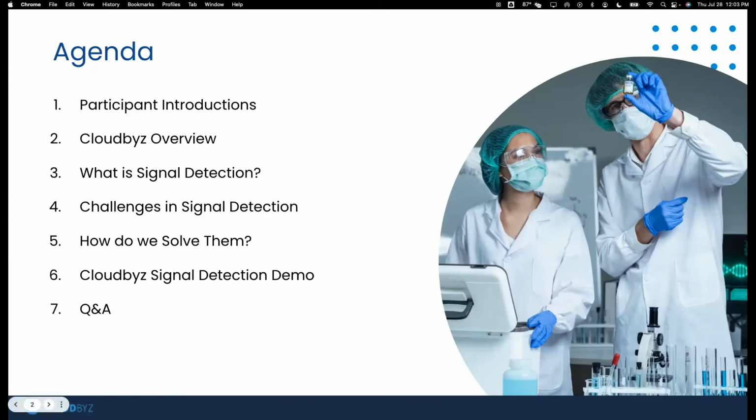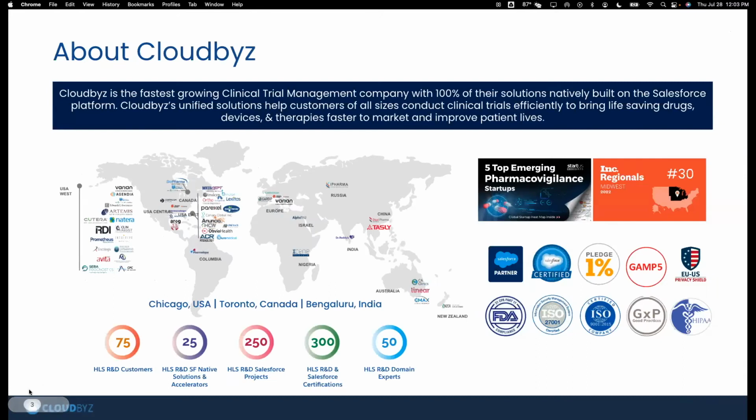Next slide, please, Bern. All right, folks, so Cloudbyz: who we are, what we do. Cloudbyz is the fastest growing clinical trial management company on the planet. 100% of our solutions are built native to the Salesforce cloud platform. So we have a unified solution meant for all corners of the market. And we really exist, folks, to help clinical trials run more safely and more effectively, and to bring drugs, devices, and therapies into the market faster to improve and save patient lives. It's pretty simple. That's really why we're here.